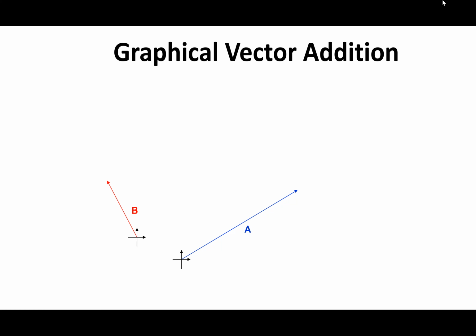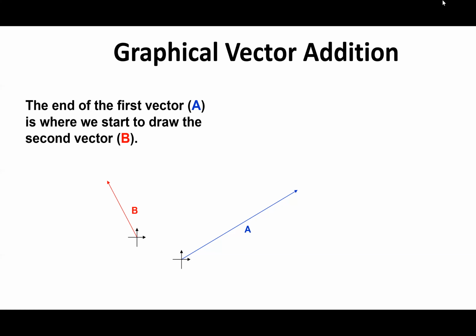And so if we have two different vectors, like maybe this A vector is a plane flying through the air, and the B vector is the crosswind that's going to impact the flight of the plane. Well, we can put those vectors together in a method that we call tip to tail. We're just going to pick one as the first vector. In this case, I'll pick A as the first vector. And then we're going to move B to where the tip of A touches the tail of B.